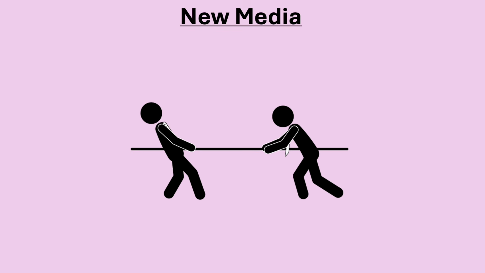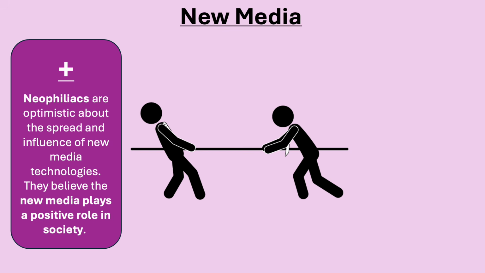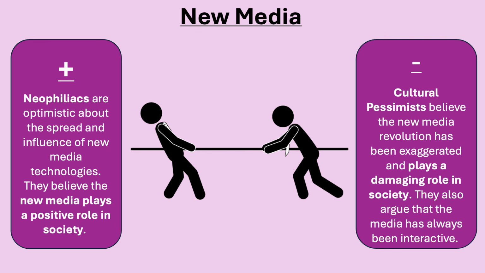Okay, so breaking it down into strengths and weaknesses. So first of all, neophiliacs, for those who don't know, it basically just means lovers of new media. If we break it down, that's kind of what it means, so just bear that in mind. So they strongly like new media. They're all for it. So neophiliacs are optimistic about the spread and influence of new media technologies. They believe the new media plays a positive role in society.